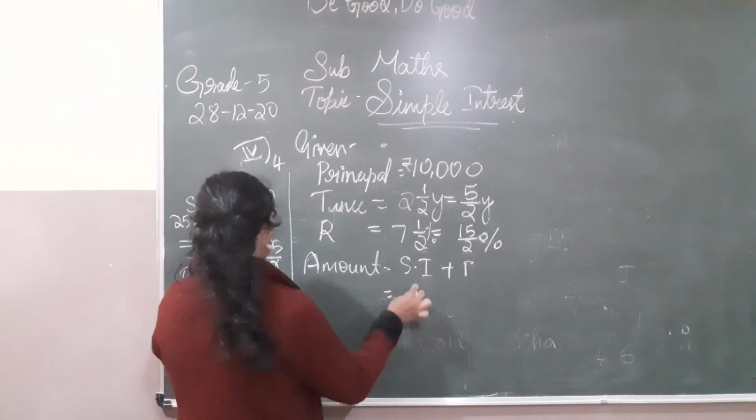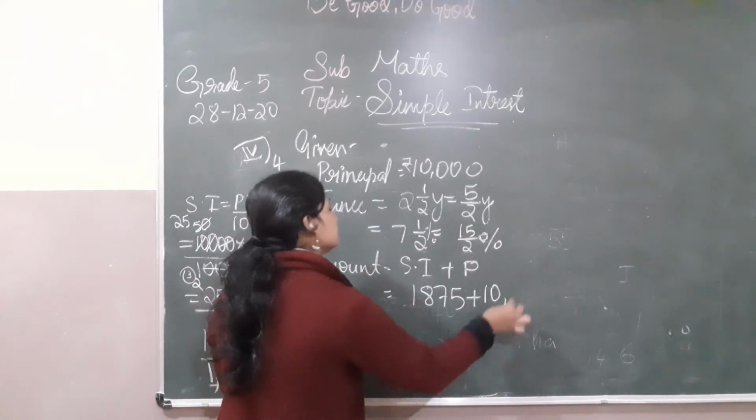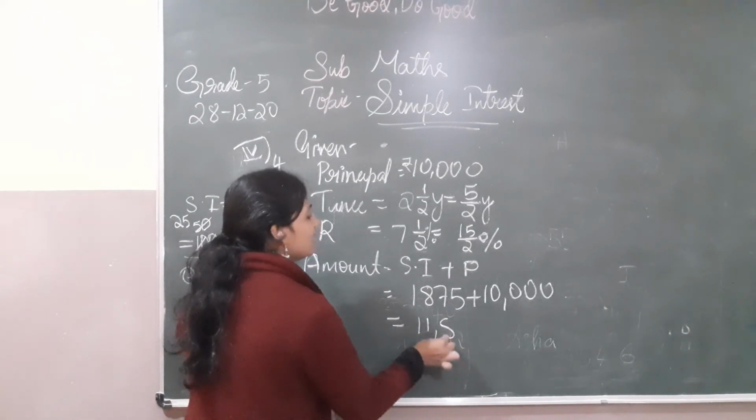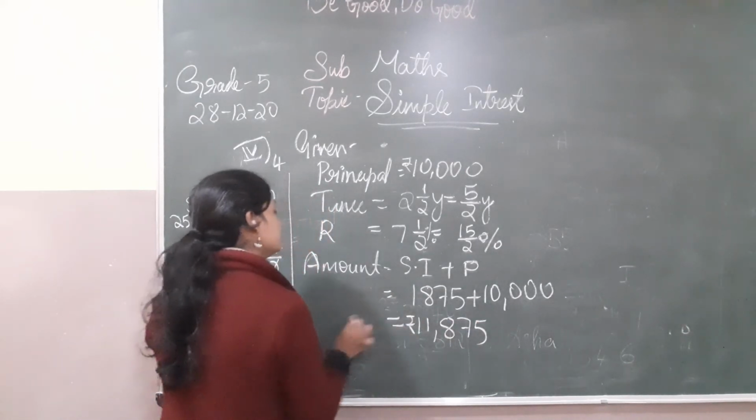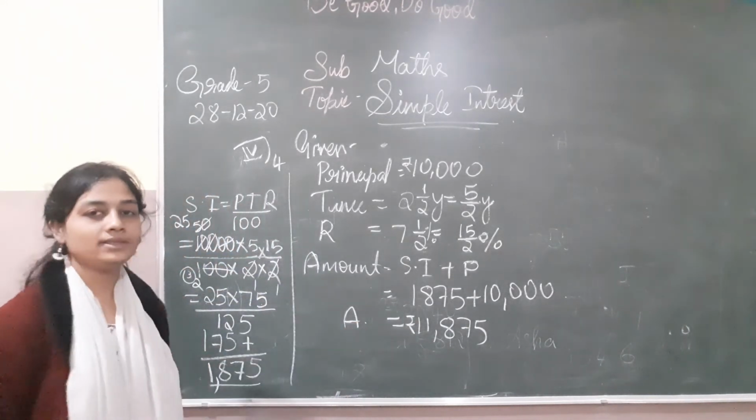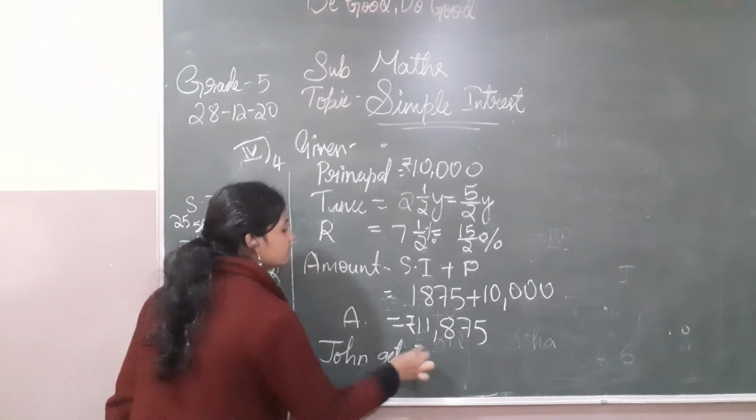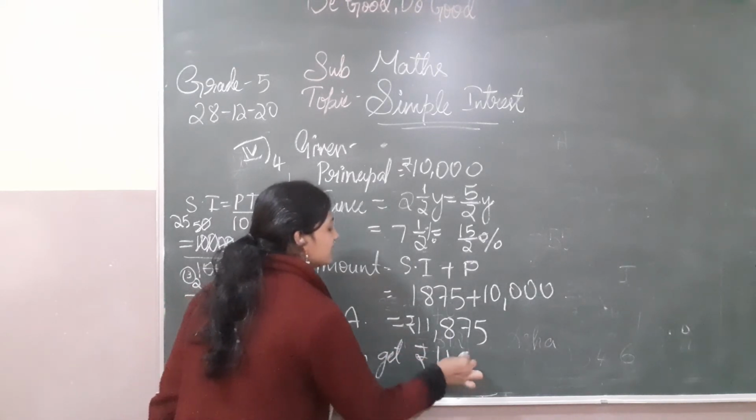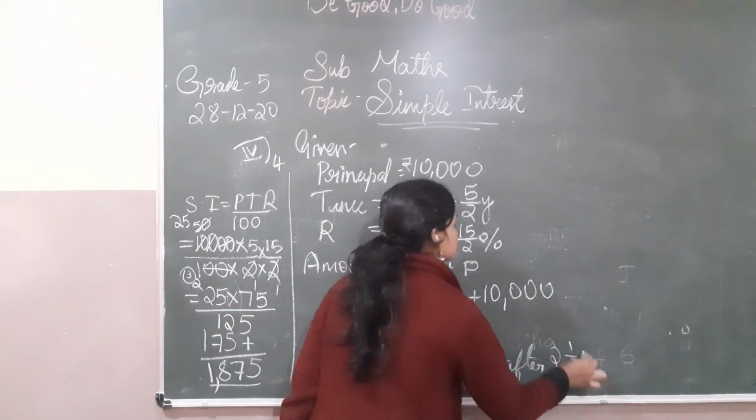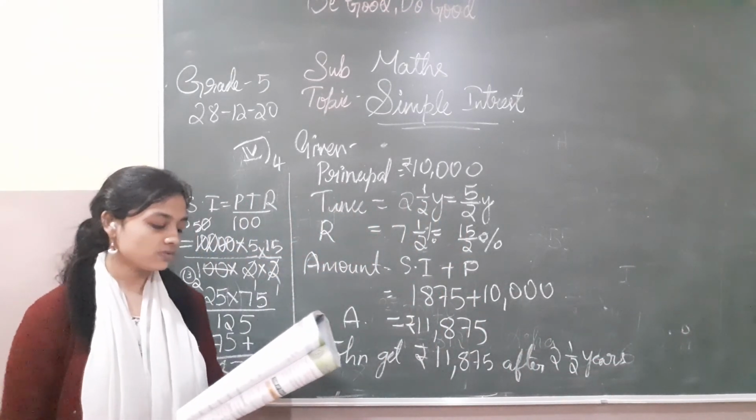So let's write the simple interest here. Add it with the principal, 10,000 rupees. So what is the answer you get? 11,875 rupees. This is the amount which, who is this? Deepak. No, John. John gets it back. So the statement should be John gets rupees 11,875 after 2.5 years.